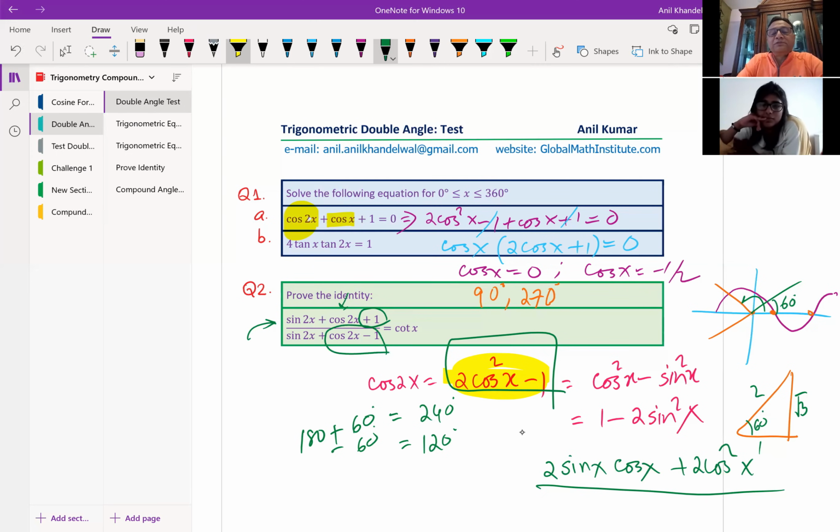Denominator, cos 2x minus 1. So cos 2x minus 1. To get rid of this minus 1, I'll prefer to use 1 minus 2 sine square x. I'll get rid of that thing. Once I factor numerator and denominator, now you can see the solution of the identity, right? And common factors get cancelled away and we get cot x on the right hand side.